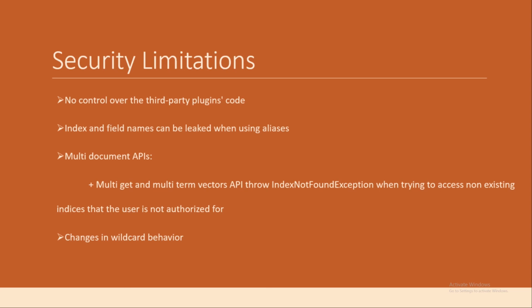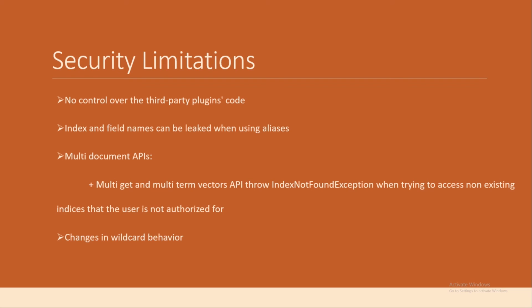And one more security limitation is index and field names. So, calling certain Elasticsearch APIs, when you're using aliases for index and field names, they can leak information regarding the fact that the data stream or the index exists, while the user is not authorized to know anything about the data stream or indices.